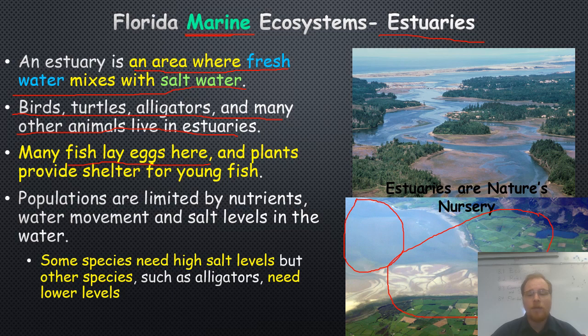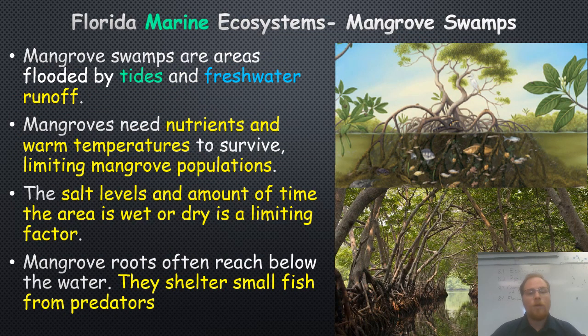A lot of them use the estuary as what scientists call nature's nursery. Because they lay their eggs there, plants, young fish, and all that are breeding in the estuaries, and then they might go to their natural habitat later on. These populations are limited not just by nutrients in the water, but also by the salt in the water. Because it's a blend of fresh and salt water, different animals live in different parts of the estuary depending on the salt water. Alligators, for example, need low levels of salt, so they live more towards the riverside than the ocean side.